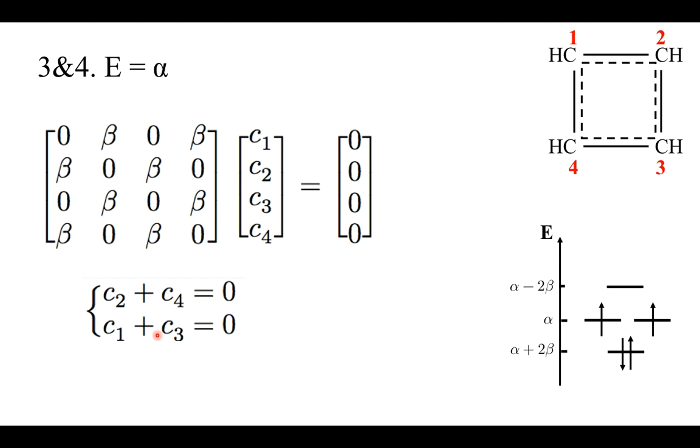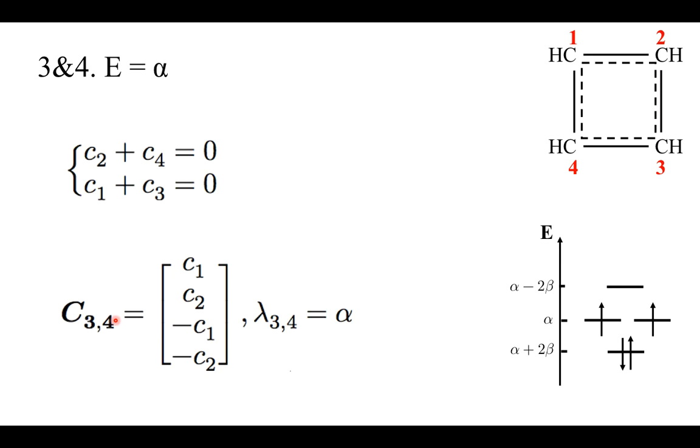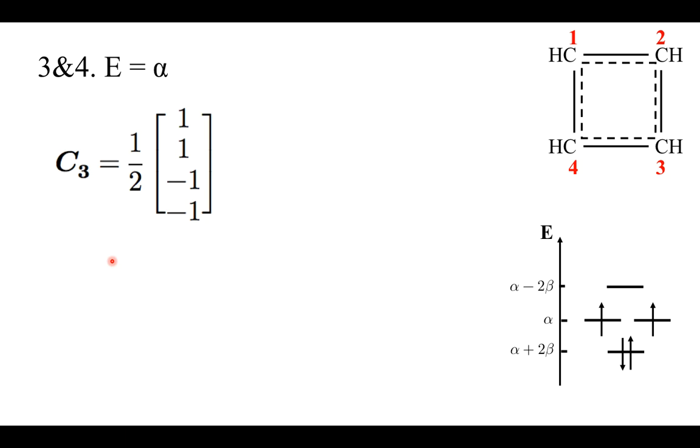The only information that we have for our eigenvector corresponding to this degenerate energy level is that C2 is equal to negative C4 and C1 is equal to negative C3. But what is interesting is that you can arbitrarily choose an eigenvector that satisfies these two equations, and then your second eigenvector must be orthogonal to the first one. So we can arbitrarily choose a normalized eigenvector which satisfies these two equations. As you can see, 1, 1, negative 1, and negative 1 satisfies those two equations, because C1 is equal to negative C3 and C2 is equal to negative C4. Then we have to make sure that C4 is orthogonal to this C3, which means that the inner product of these two vectors should equal 0.